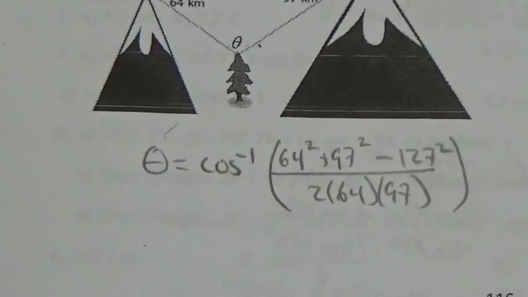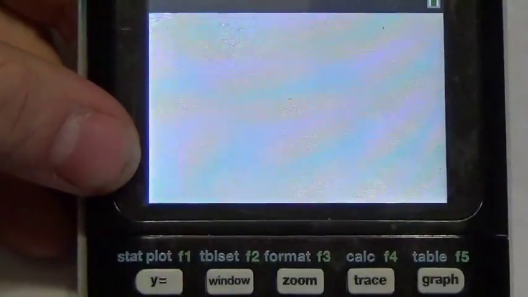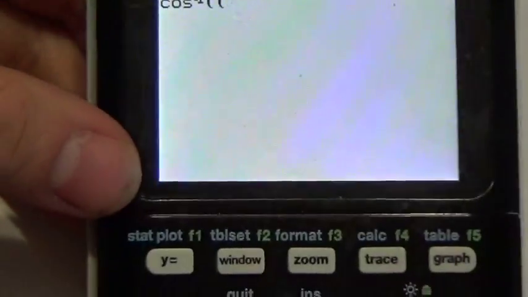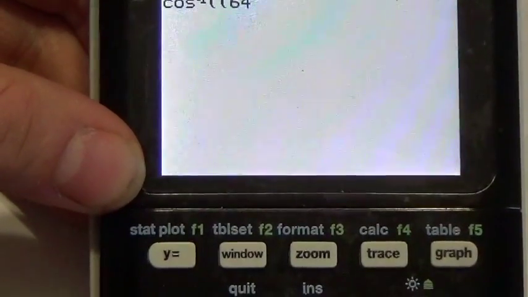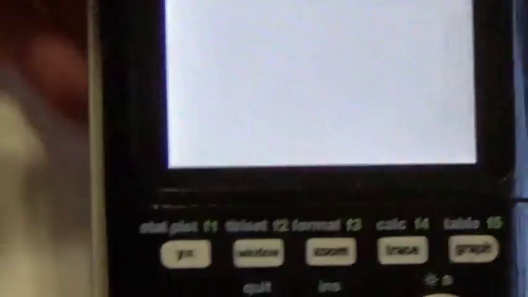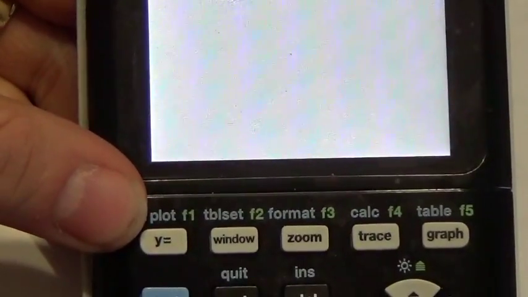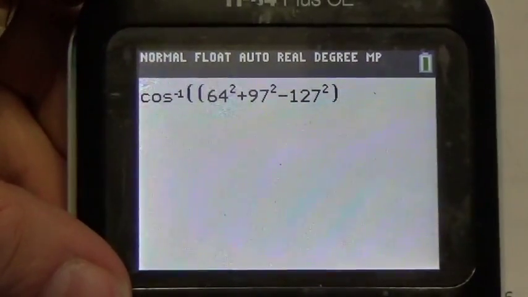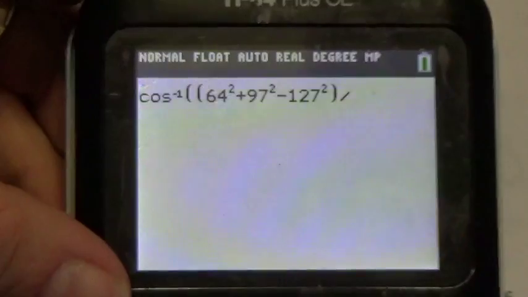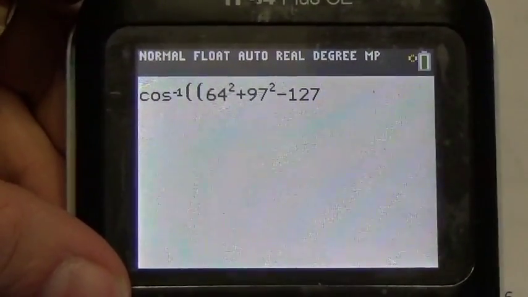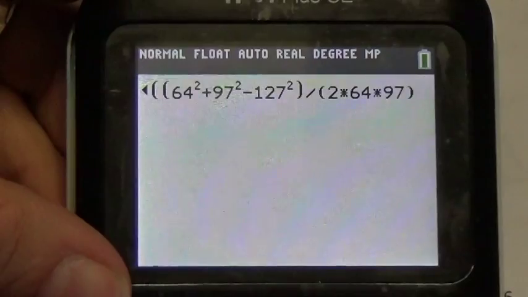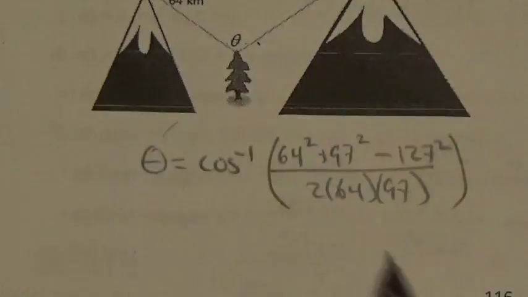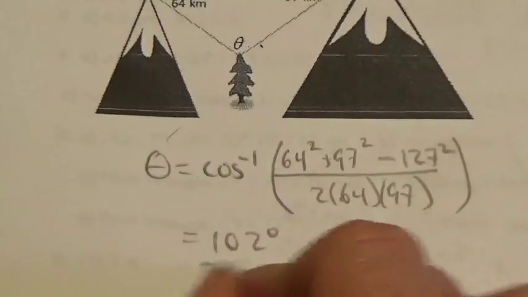And now again, this just becomes calculator work. So second cosine, again, brackets for the numerator. And that was 64 squared plus 97 squared minus 127 squared. Sorry, I keep looking back at the notes there. Divided by, I got to close the brackets for the numerator, divided by 2 times 64 times 97. Close brackets for the denominator. And the answer is 102 degrees. That's the number we're looking for.